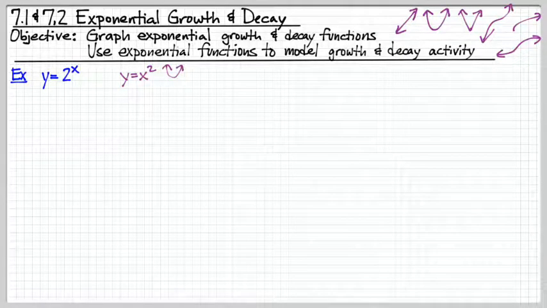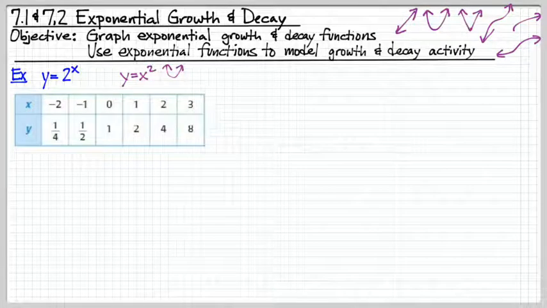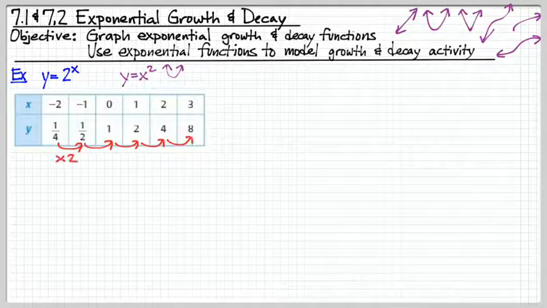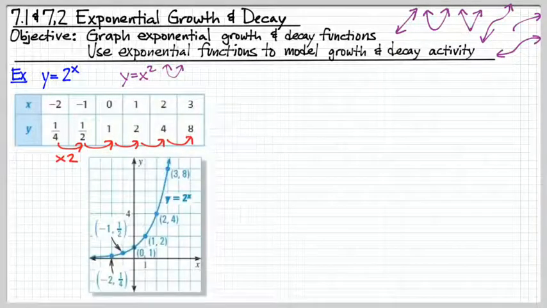In this case, let's look at a table. We see that every time the x value increases by 1, the y value doubles. And that makes sense because basically the exponential function, 2 to the x power, means that every time x increases by 1, we're multiplying by another 2. So that's what we see here. We see that the y value grows. So that's what we see in the table.